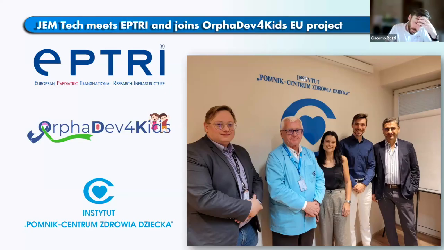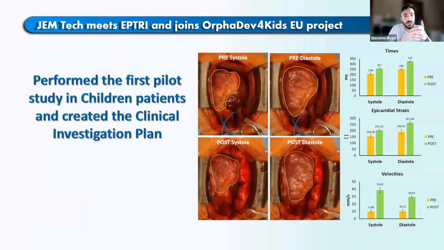And together, we started to put on the ground everything that should be used in the future to create the regulatory path, such as, as Anneliene was saying before, a clear set of patients, a clear set of outcomes, a clear set of expectations, and so on. And so, thanks to them, we were able to enter the pediatric operating room, and we were able to perform the first pilot study in 2 children patients affected by pathology of Fallot, and to create the clinical investigation plan.